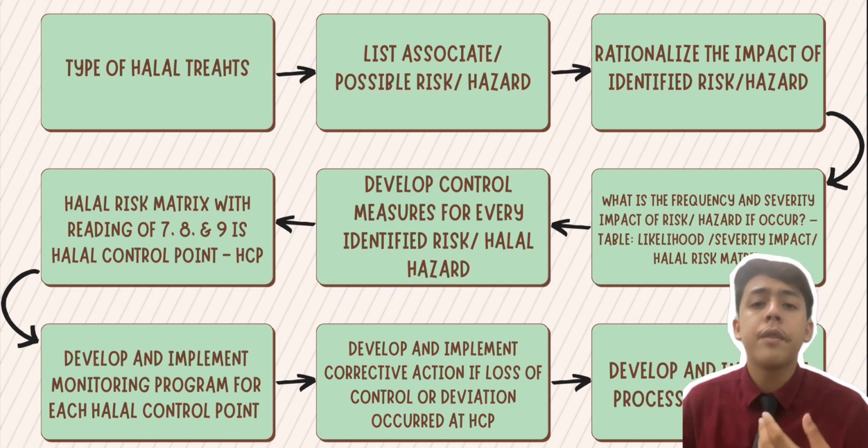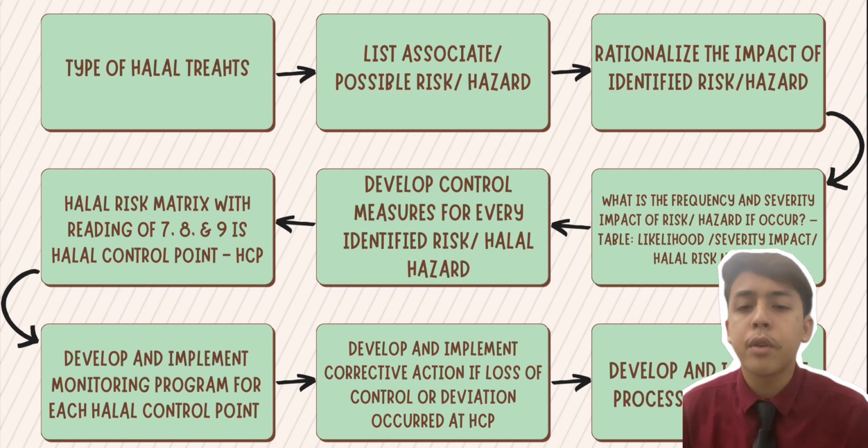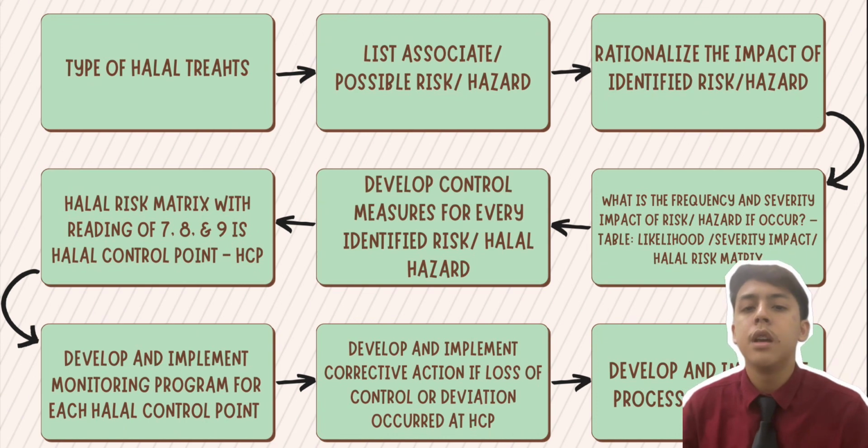Next, develop control measures for every identified risk or halal hazard, and a halal risk matrix with a high rating is a halal control point, HCP. Next, develop and implement a monitoring program for each halal control point, and also develop and implement corrective action if loss of control or deviation occurs at the HCP. And the last one, develop and implement process verification.